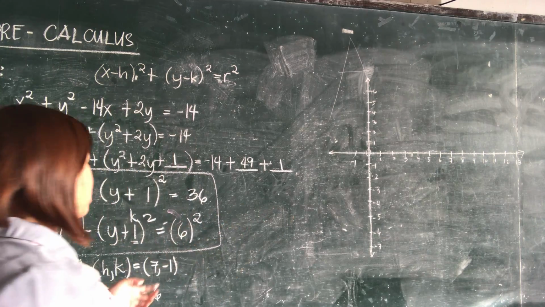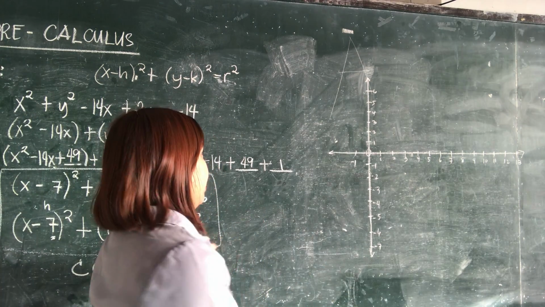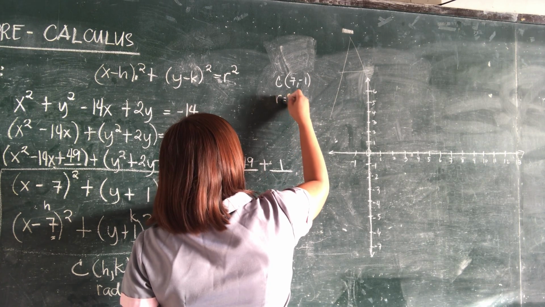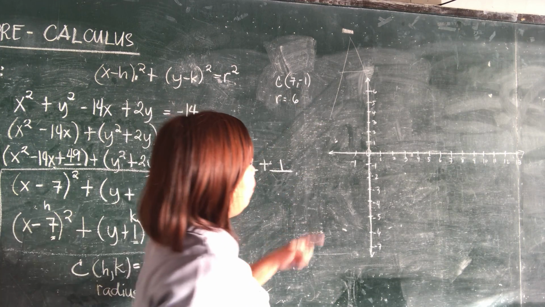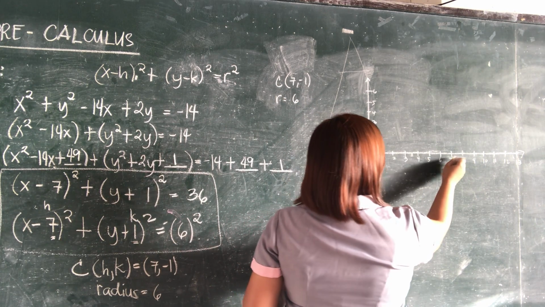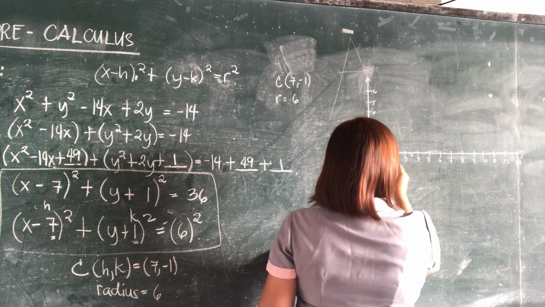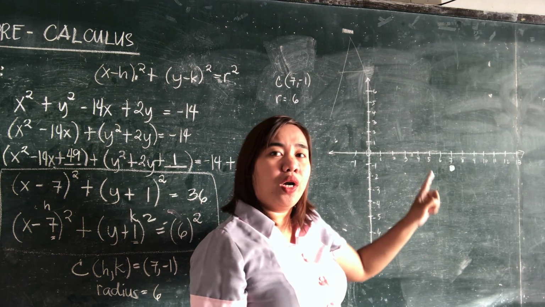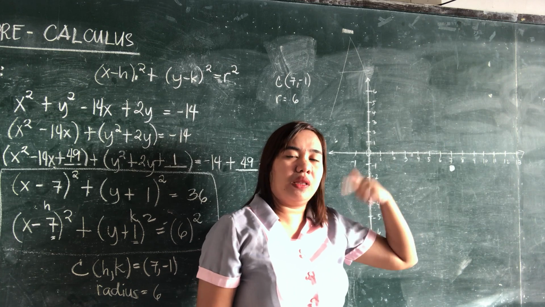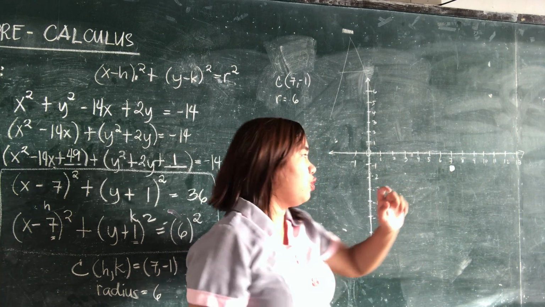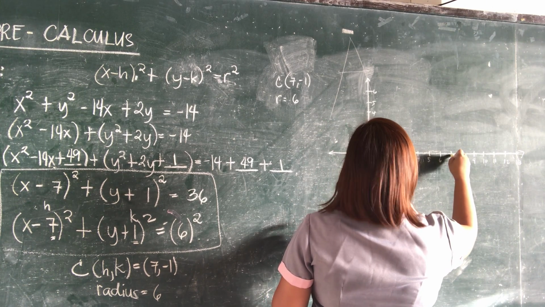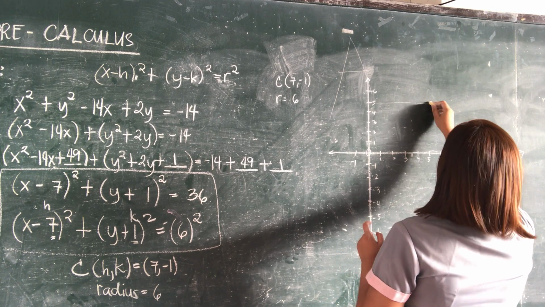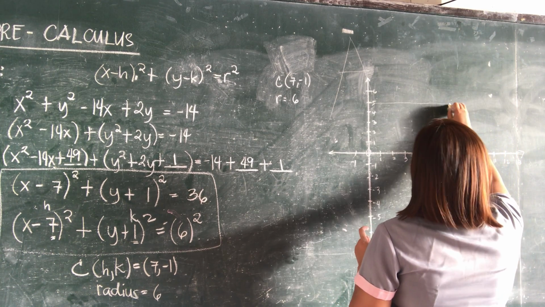So again, the first step is to plot first our center. The center is 7, negative 1, and the radius is 6 units. So center, 7, negative 1, 1, 2, 3, 4, 5, 6, 7, then negative 1. So dito siya. This is our center. Then from the center, we're going to count 6 units up, 6 units down, 6 units to the left, and 6 units to the right. So from the center, we have 1, 2, 3, 4, 5, 6. So dito siya sa 5. Then, kapantay na ating 7. So, dito yung first point.